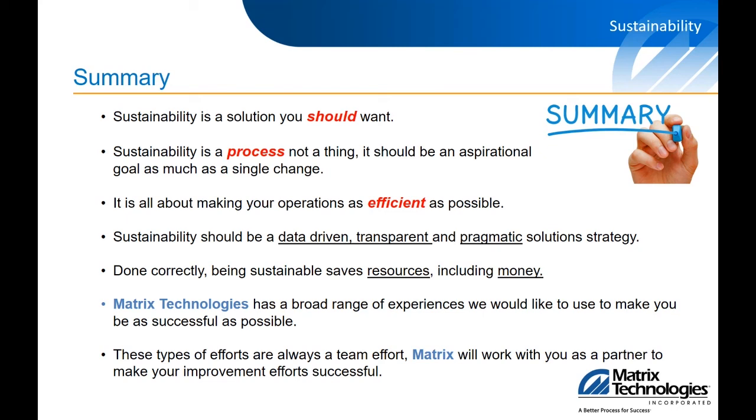Sustainability is always about making your operations as efficient as possible. That's, I think, a pretty straightforward message. Sustainability should always be data-driven. It should be very transparent. You want to share this information with people and try to go for pragmatic solutions. I mean, that's what it's all about, is trying to be as efficient as possible. Done correctly, sustainability will save resources, and one of those major resources that will save you is money.